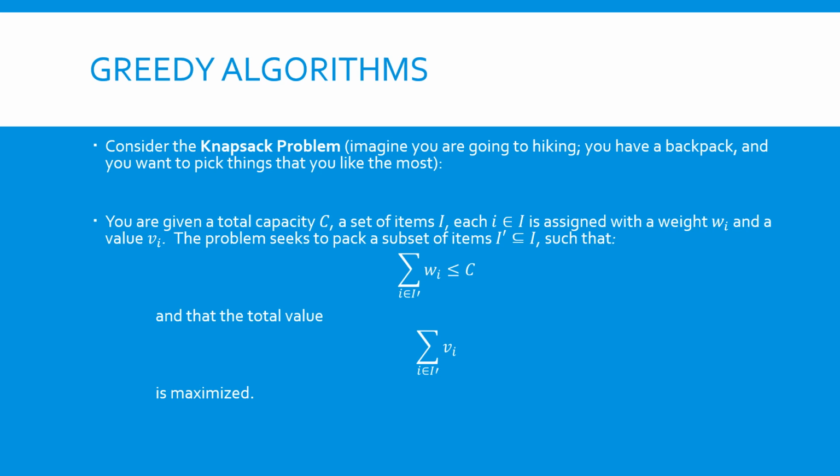Formally, you are given a total capacity limit C and a set of items I. Each individual item i in the set I is associated with a weight Wi and a value Vi. Here, you can think of Vi as the quantified happiness score. Now, you are asked to find a set of items I prime, which is a subset of I, such that the sum of the weights of the items in I prime is within the limit C, and at the same time maximize their total value.